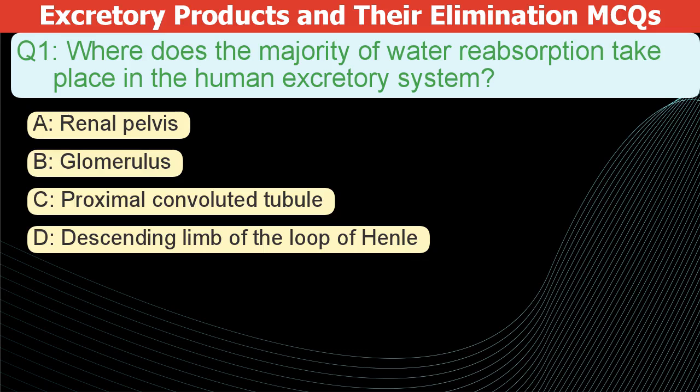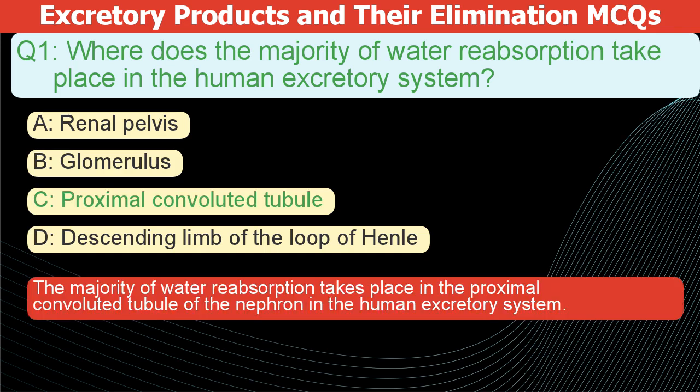Where does most water reabsorption happen in the human excretory system? A. Renal pelvis. B. Glomerulus. C. Proximal convoluted tubule. D. Descending limb of the loop of Henle. The correct answer is C. The majority of water reabsorption takes place in the proximal convoluted tubule of the nephron, in the human excretory system.